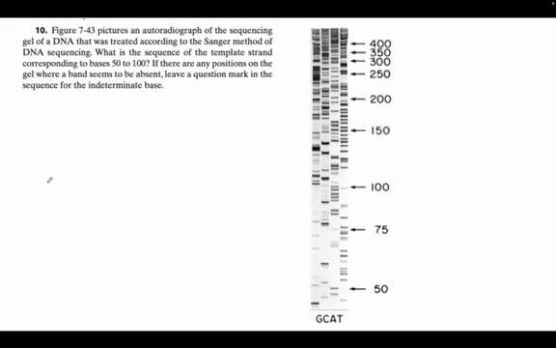Okay. Here we have a question which shows this figure. It pictures an autoradiograph of the sequencing gel of a DNA that was treated according to the Sanger method of DNA sequencing. Okay. What is the sequence of the template strand corresponding to bases 50 to 100? Okay. From here to here. So essentially we need to read off this gel, which we need to read upwards.